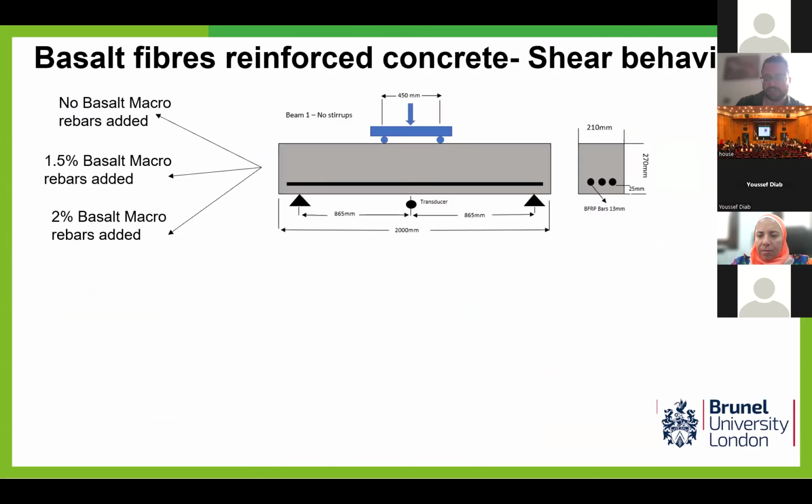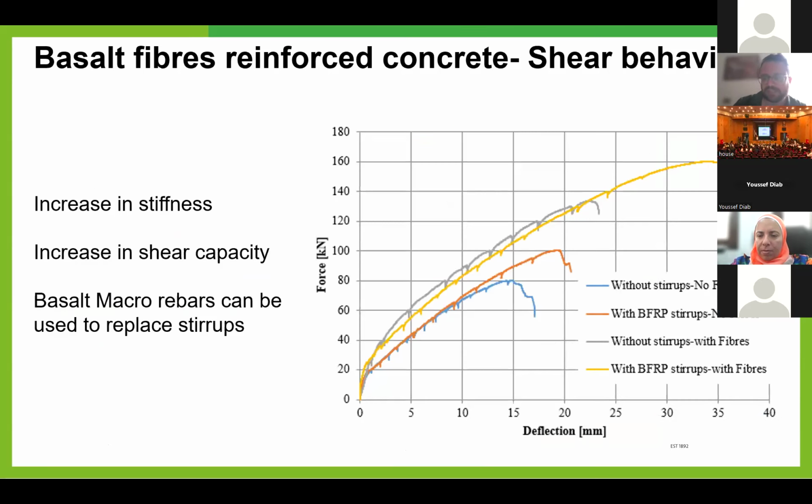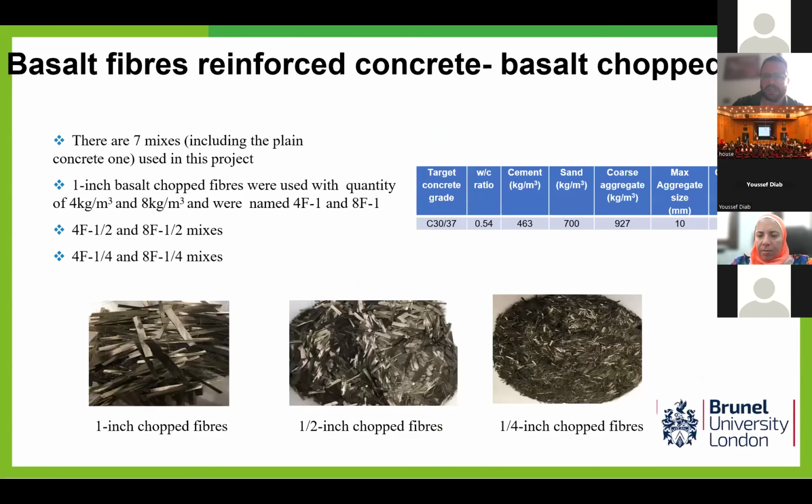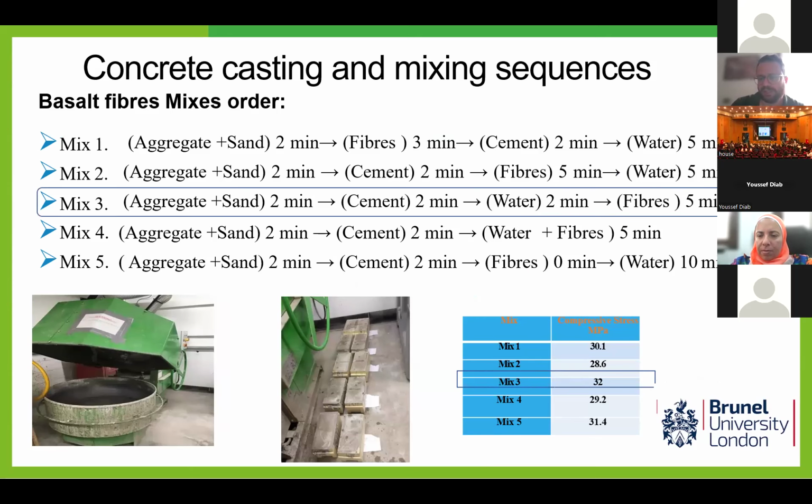So if we add it into concrete, with the stirrups and without stirrups, we found there's a huge increase in the capacity of the beam, by about 80%, which is a great opportunity to use basalt macro bars in structures to enhance the shear capacity. We also added chopped fibers, and I will share this slide with you later.